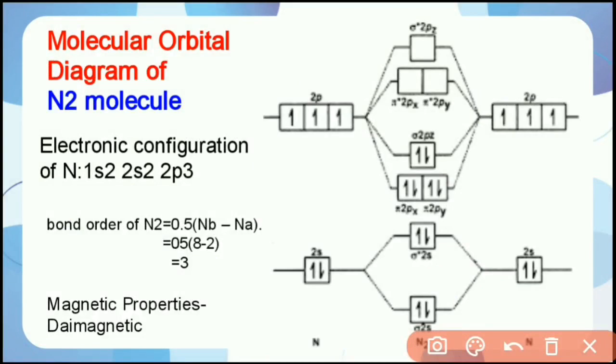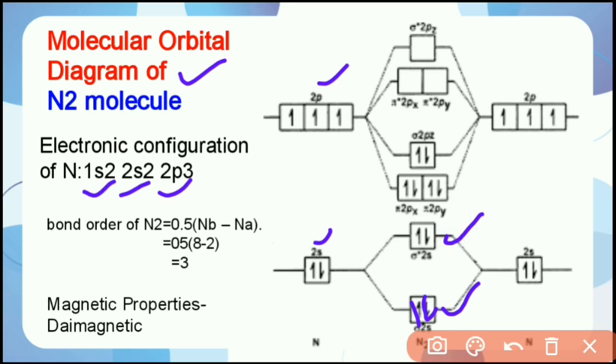Molecular orbital diagram of nitrogen molecule. Let's see the electronic configuration of nitrogen atom: 1s2, 2s2 and 2p3. Let's see the MOT diagram. Here we take only the valence shell atomic orbitals 2s and 2p. When constructive interference happens, it forms a bonding molecular orbital, with one electron from one nitrogen atom and another electron from the other nitrogen atom. Similarly, an anti-bonding molecular orbital forms by destructive interference.